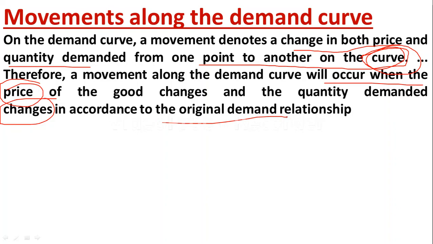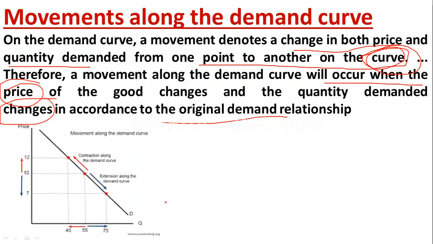So when there is a change in the price of the good, then movements along the demand curve will take place. When there is a change in the other factors except price, then there will be a shift in the demand curve. So in this case, when the price of the good is 10 rupees, the quantity demanded is 55 units. Other things are constant now. Advertisement, income, taste and preference, all are constant.